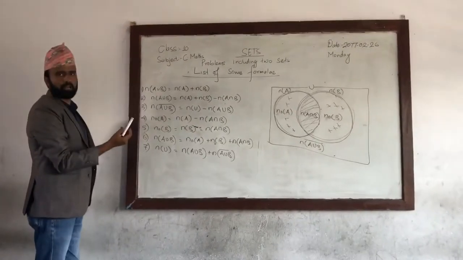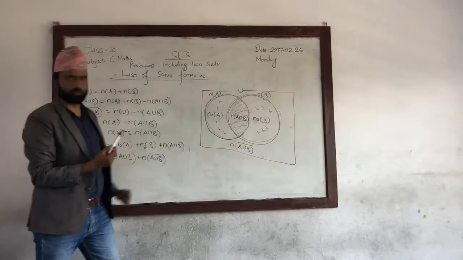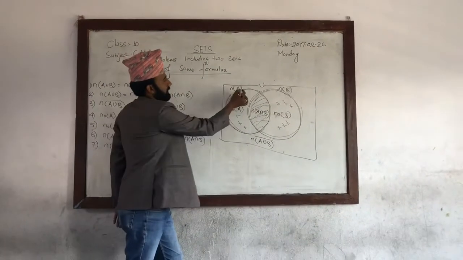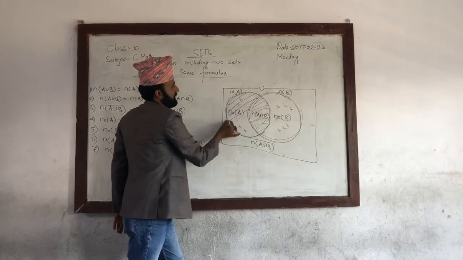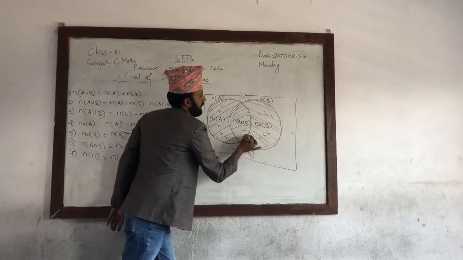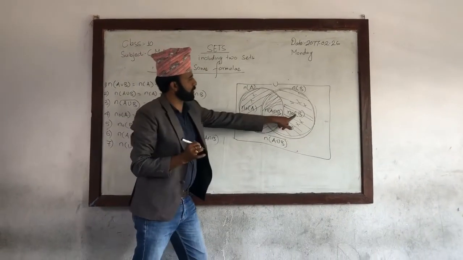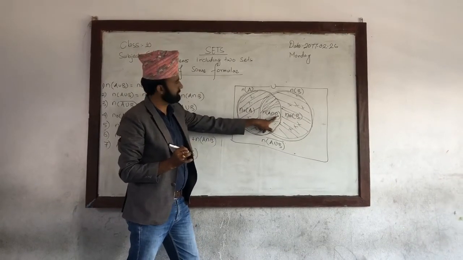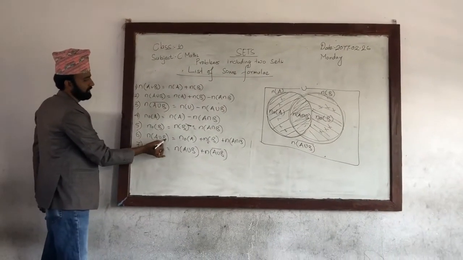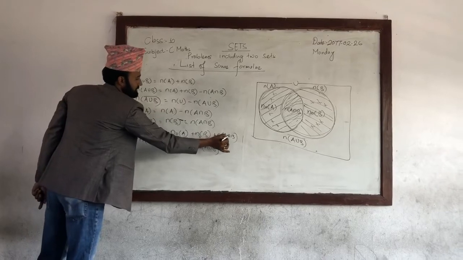We have another formula for A union B. You can see from this Venn diagram as well, A union B means all elements of this region. This region is only A, this region is only B, and this region is A intersection B. Only A plus only B plus A intersection B means n of A union B. So n of A union B is equal to only A plus only B plus n of A intersection B.